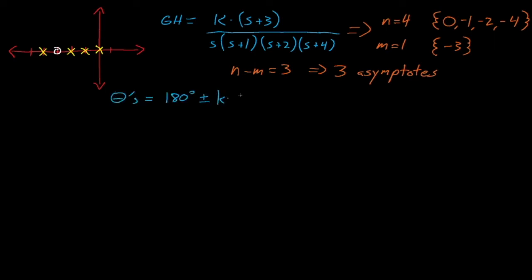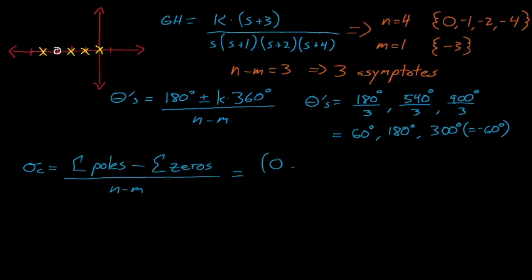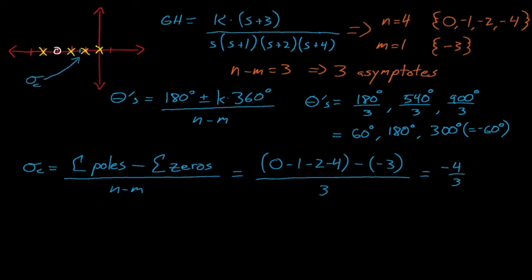We can evaluate the angles for our asymptotes using little k equal to 0, 1, and 2, which means that our thetas take place at 60 degrees, 180 degrees, and negative 60 degrees. The centroid around which these asymptotes are centered is equal to the sum of the poles minus the sum of the zeros divided by n minus m, which equals negative 4/3.